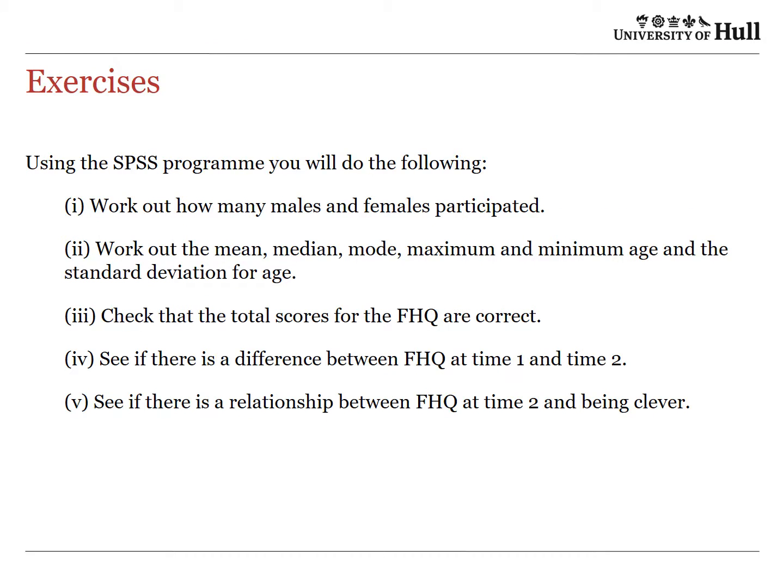And these are the exercises that you have to do. Using the SPSS program, you'll do the following. 1. Work out how many males and females participated in the study. 2. Work out the mean, median, mode, maximum and minimum age and the standard deviation for age. 3. Check the total scores for the FHQ are correct. 4. See if there's a difference between the FHQ at time 1 and time 2. And 5. See if there's a relationship between FHQ at time 2 and being clever.